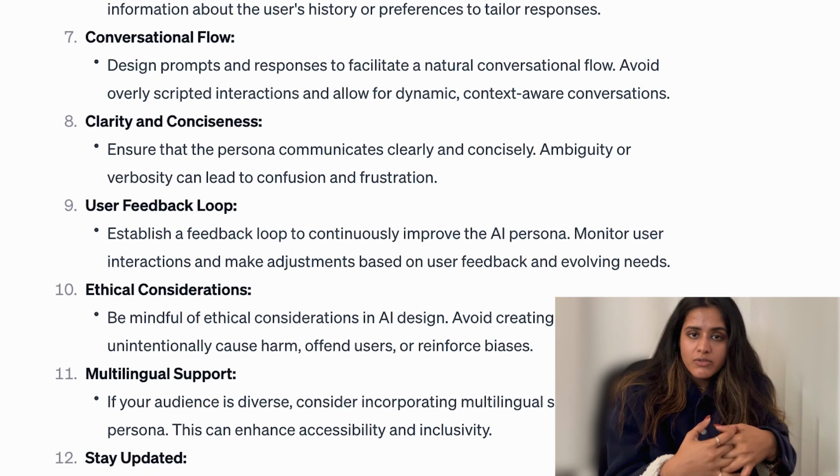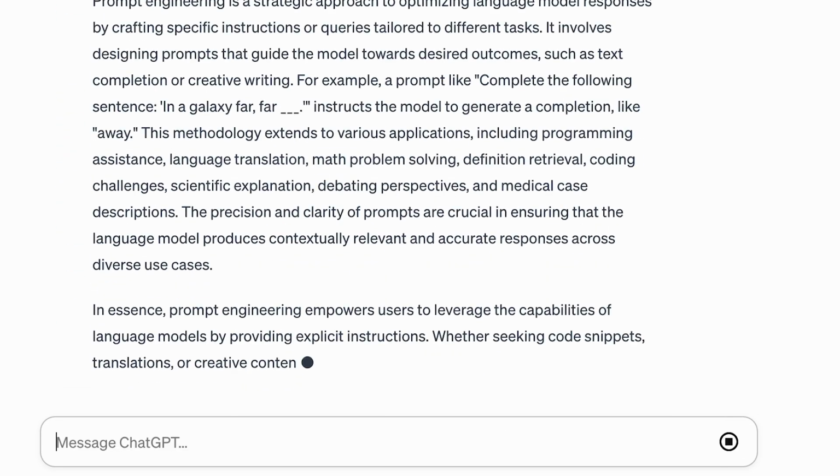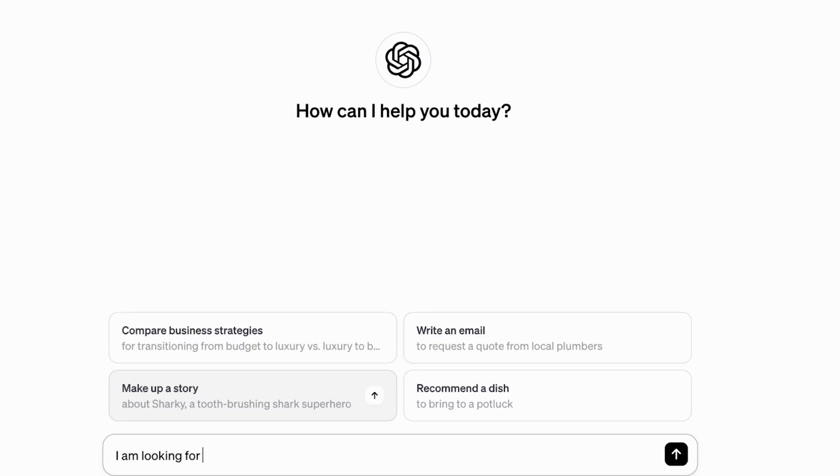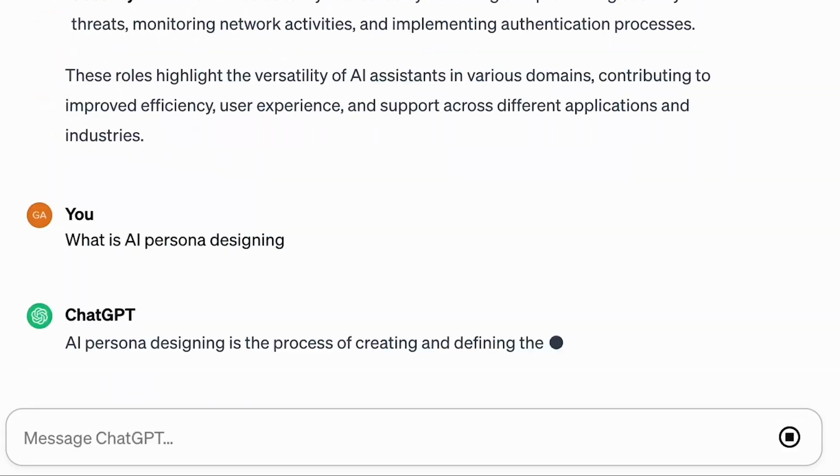So in this video, we learned about prompt design and prompt engineering. We understood how playing with prompts can fundamentally change our experience with AI products.